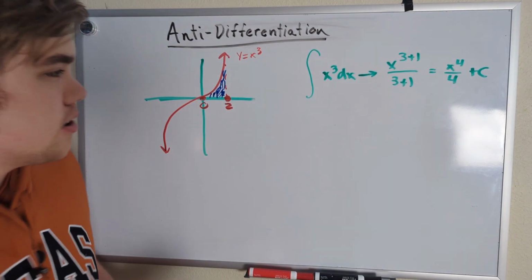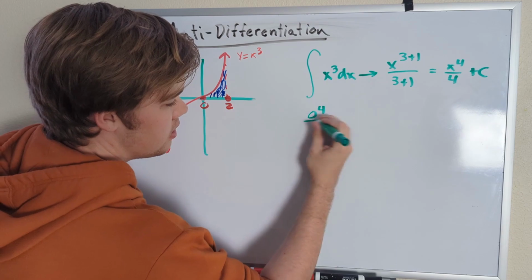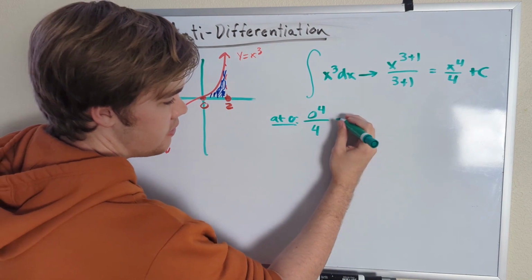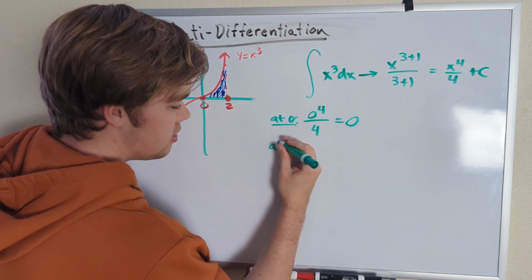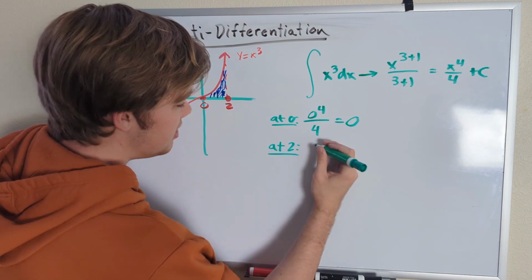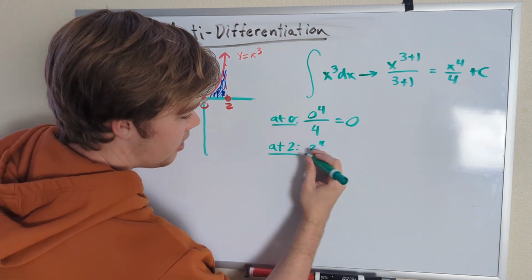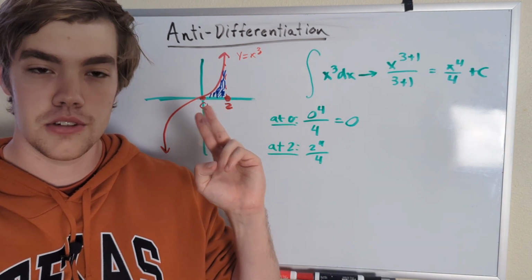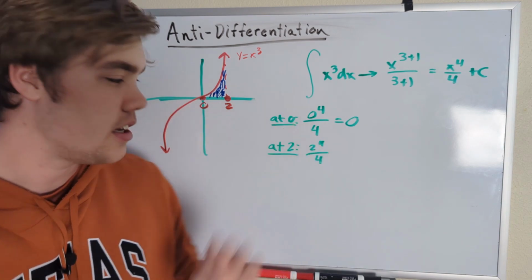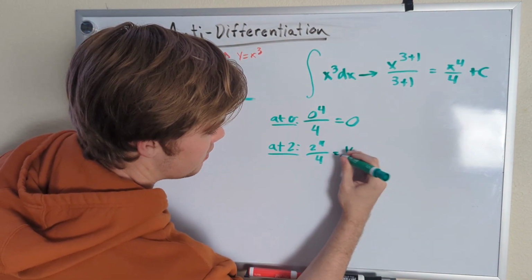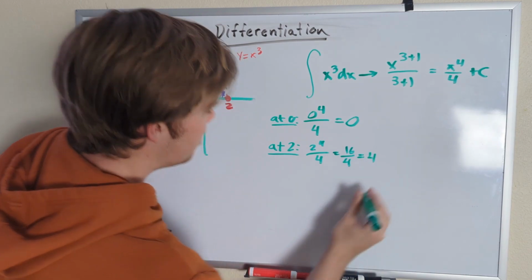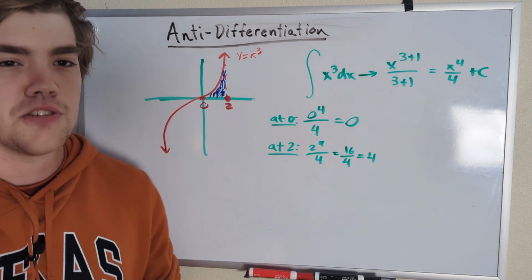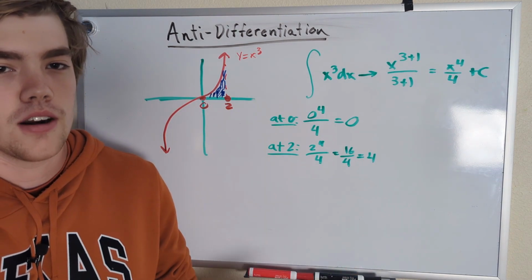The area at 0 is equal to 0 to the 4th divided by 4. I'm going to denote that as at 0. 0 to the 4th divided by 4, which of course is equal to 0. At 2, this area is equal to 2 to the 4th power divided by 4. 2 to the 4th power is 2 times 2 is 4, times 2 is 8, times 2 is 16. So this is equal to 16 divided by 4, which of course is equal to 4. So the area underneath the curve of x cubed between 0 and 2 is 4 units, whatever your unit might be, or just 4 for simplicity's sake.